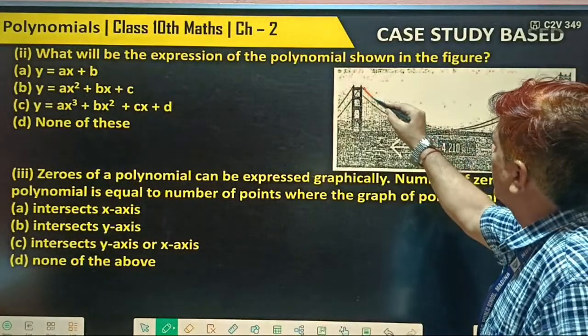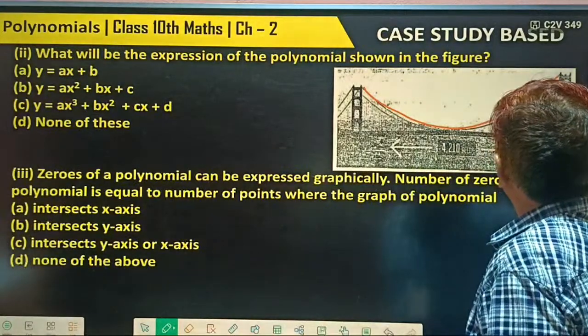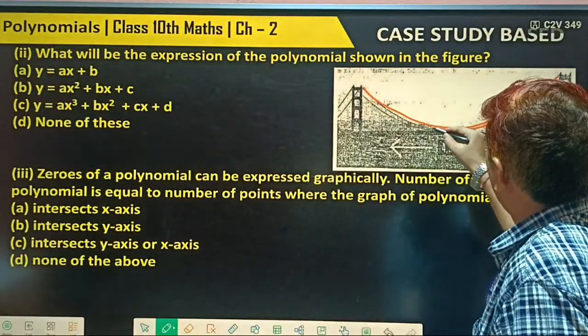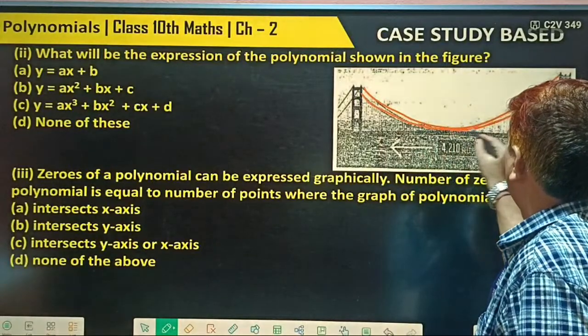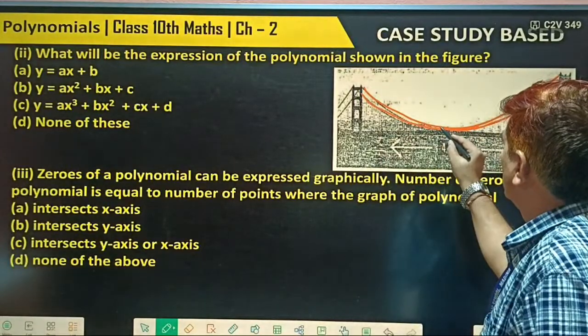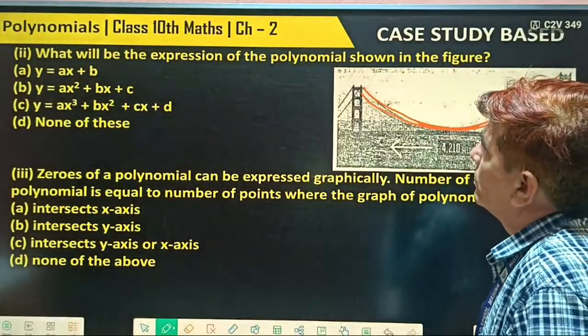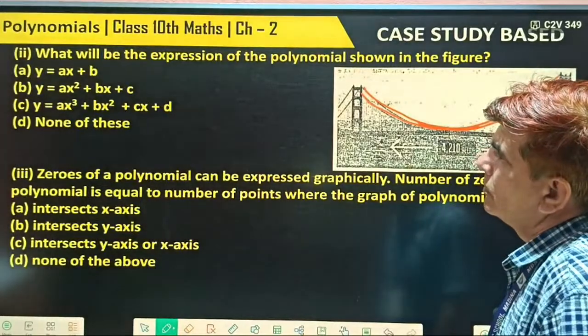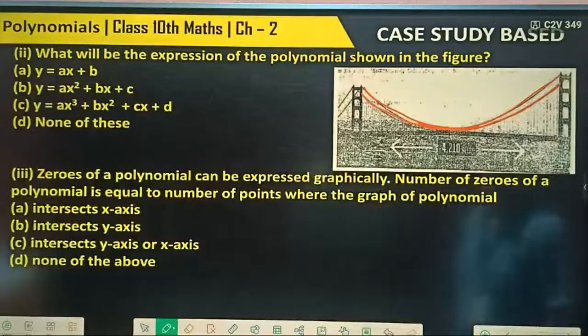First I will draw it like this. This wire is hanging like this. Another wire is hanging like this. What will be the expression of the polynomial showing the figure?